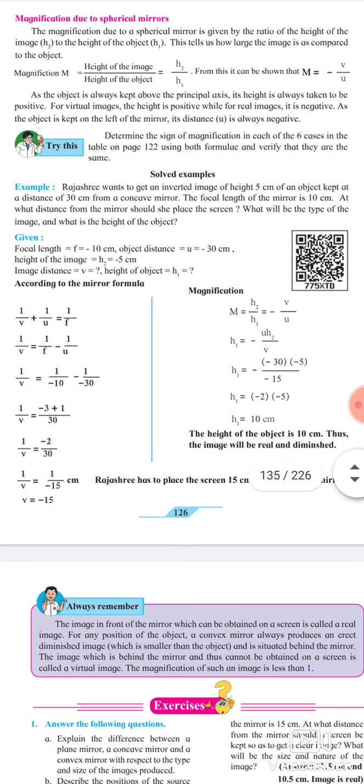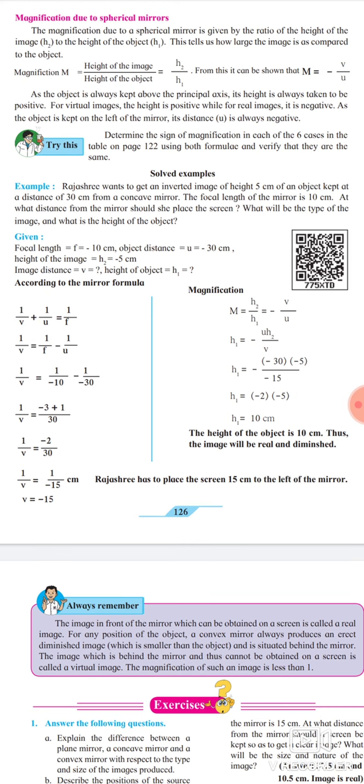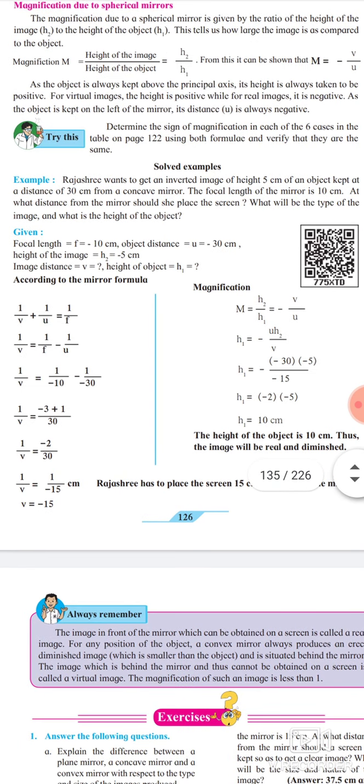Rajeshri wants to get an inverted image of height 5 cm of an object kept at a distance of 30 cm from a concave mirror. See, children, here a concave mirror is given, so focal length f is what we will take? As it is a concave mirror, focal length is always negative. The focal length of the mirror is 10 cm. At what distance from the mirror should she place the screen, and what will be the type of the image, and what is the height of the object? In this, concave mirror is used, that's why focal length will always be negative. That is f is equal to minus 10 cm.